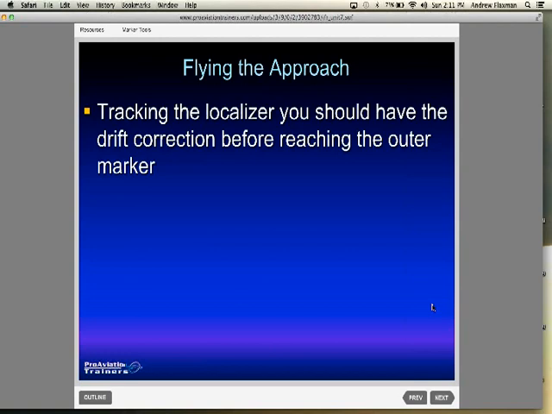So for tracking the localizer, you should have the drift correction before reaching the outer marker. Sure. But also as the previous chapter mentioned, we're talking about winds, surface friction, and then winds at one altitude and winds at another altitude can be completely different. So while you're up at 2,200 feet correcting for a 10-knot quartering headwind, as we get a little bit lower, maybe around 500 feet, 400 feet, now it's shifting.